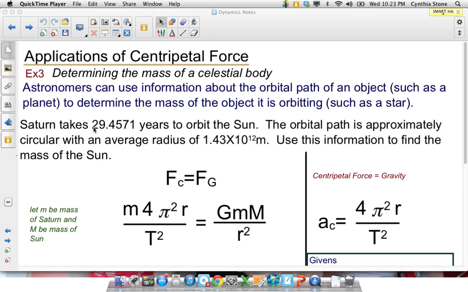So we know the orbital period of Saturn around the Sun, and we know the distance from Saturn to the Sun. And even astronomers now can look into space and see distant stars, and they can look at objects orbiting those stars, and they can measure these two items. That's actually not that difficult. So given those two pieces of information, they can find the mass of some star that's far, far away. But we're going to look at this example specific to the Sun.